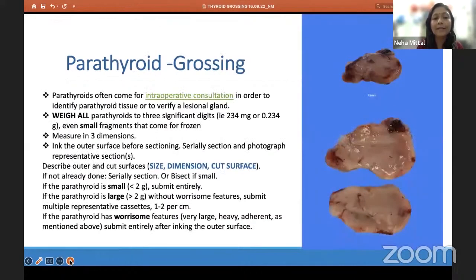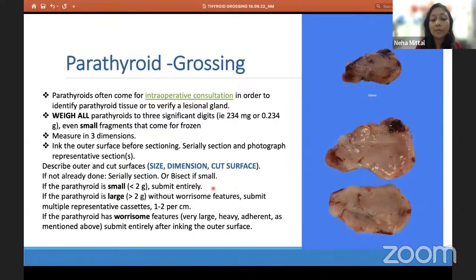Coming to parathyroid lesions. So parathyroid often come for intraoperative consultation. So in order to identify parathyroid tissue or to verify a lesional gland, it is important to weigh all of them, even a small fragment that comes for frozen, measure in all 3 dimensions, ink the outer surface, serially section and photograph. Describe outer and cut surface, size, dimension, cut surface. If small, less than 2 grams, submit entirely.